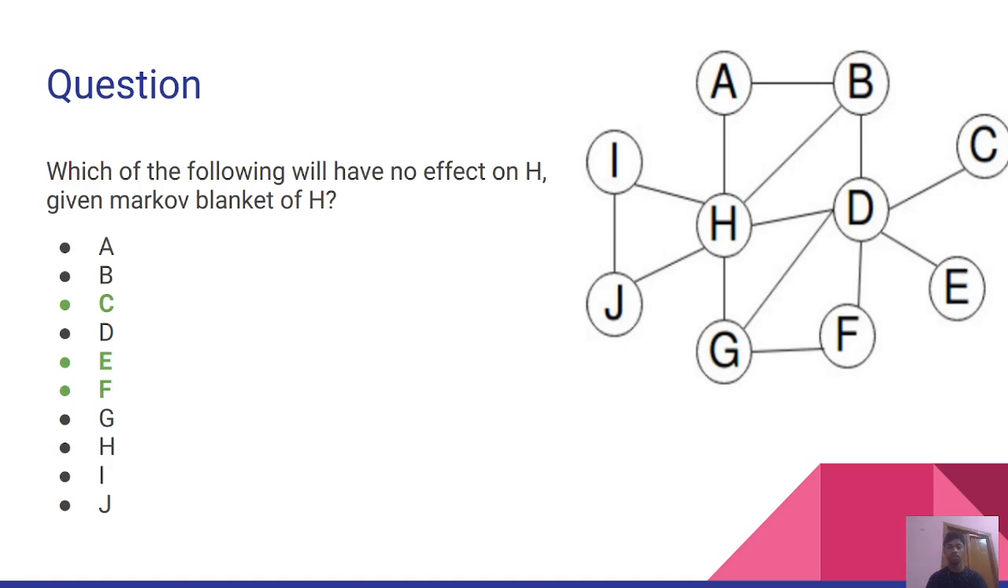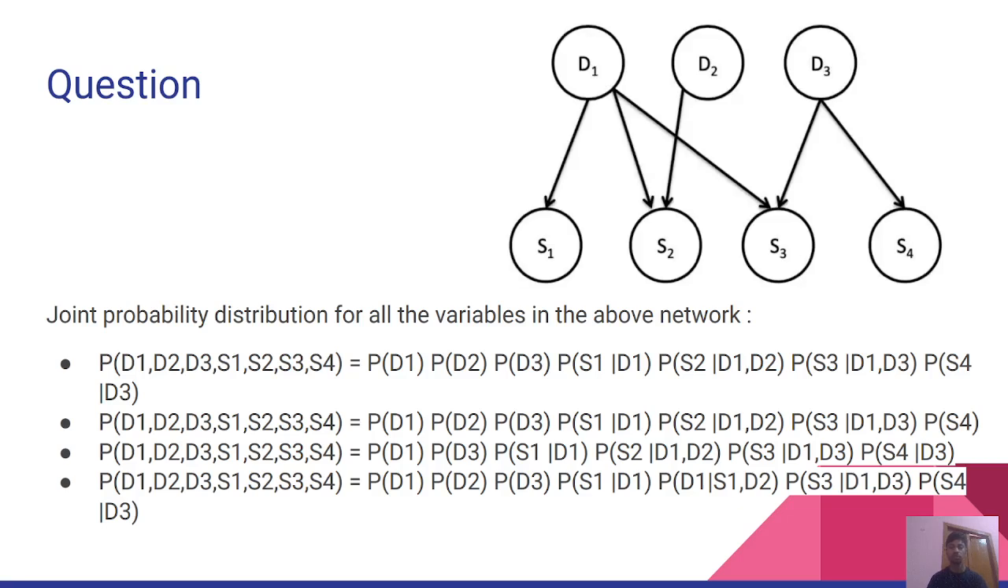Okay, so these are the questions we are supposed to discuss today. So this is the final question. We have 7 variables and we have this graph here, and we have to find the joint probability distribution of the variables in this network. There are 4 options. I am keeping the screen on this question. It is a little bit complicated to read, but please try to read it and find out which one is correct.